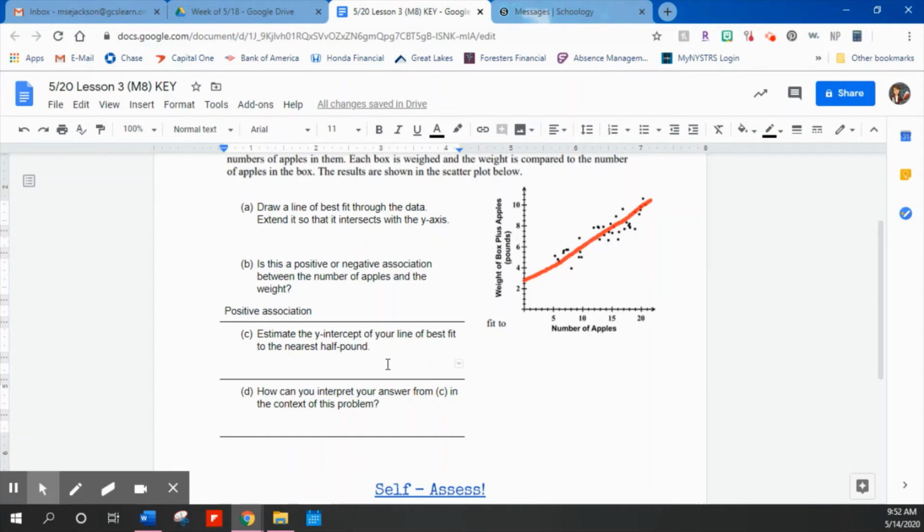Then it says to estimate the y-intercept of your line of best fit to the nearest half pound. So my y-intercept is where my line intersects the y-axis. If you see, it's between 2 and 4, so that's about around 3. Now it says to the nearest half pound, so we don't really need to do the half pound here. So we're just going to say 3 pounds, approximately.